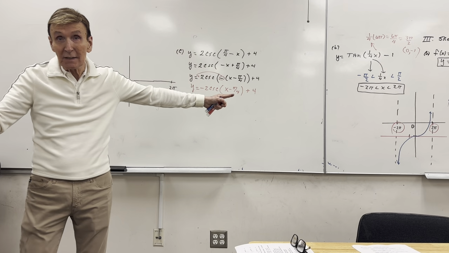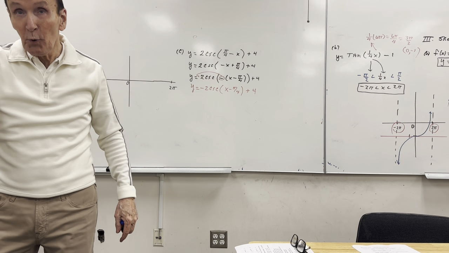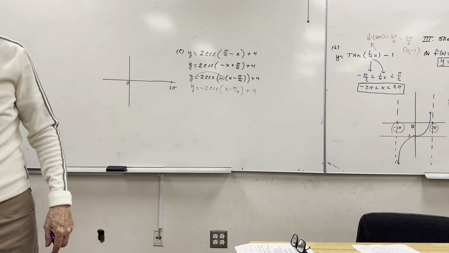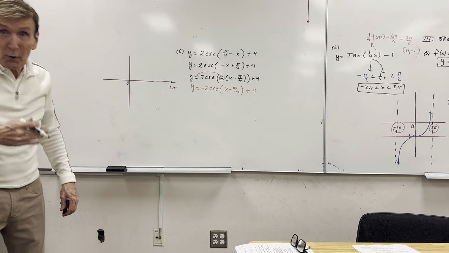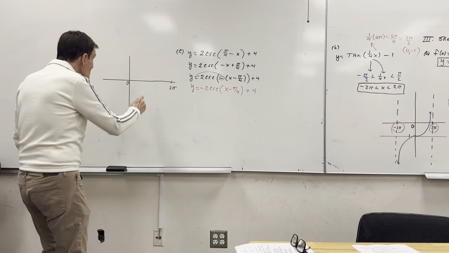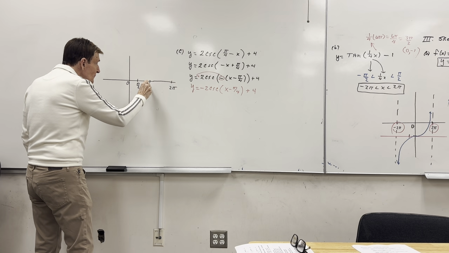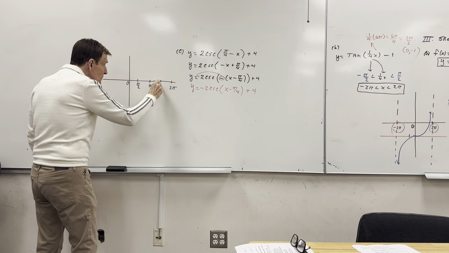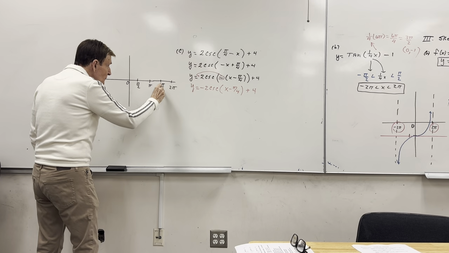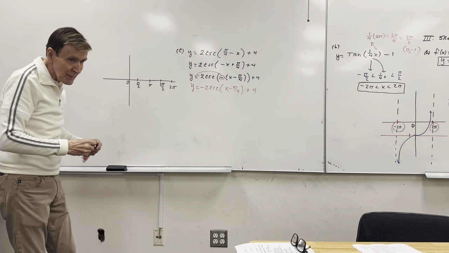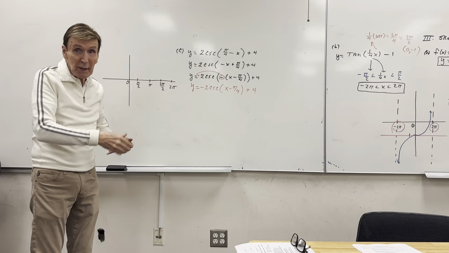This one, not like tan, this one has 3 intervening points. Guys, what do you think the intervening points here are for the parent graph? Pi over 2, pi, 3 pi over 2, of course 2 pi. Now I accept this as my parent.